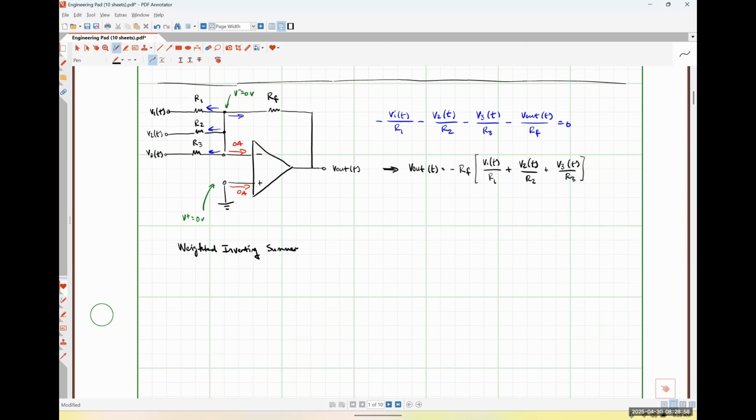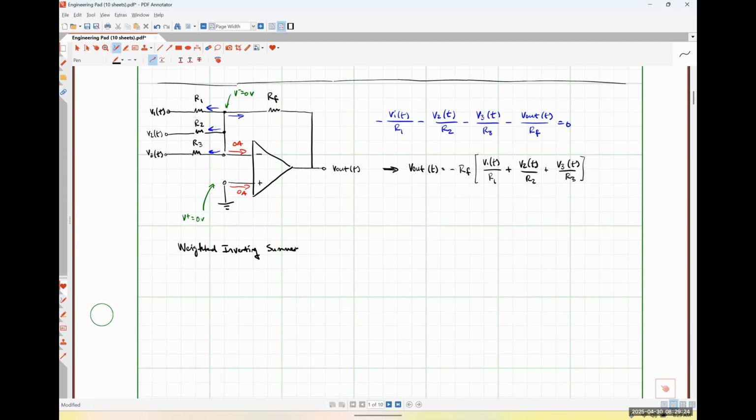So this particular circuit and a few more are actually the reason why the operational amplifier has its name, operational amplifier. What the op amp's real role is, is to perform mathematical operations on input signals. And this is how we perform the operation of addition.